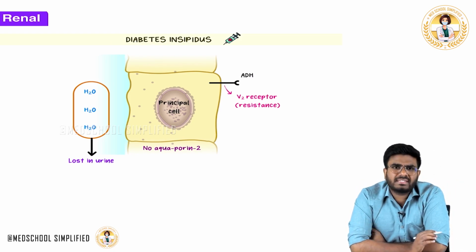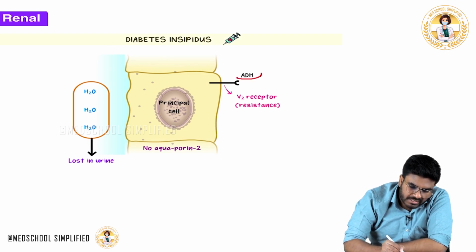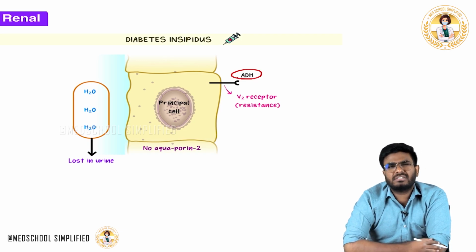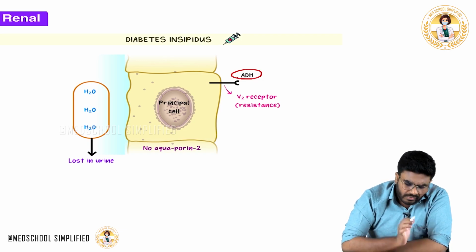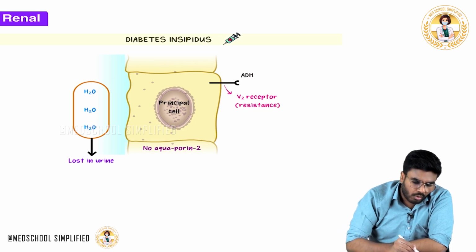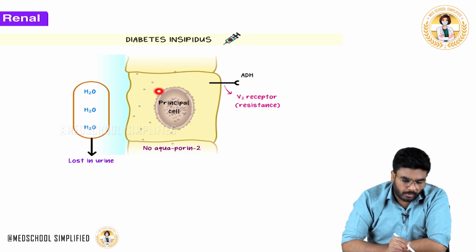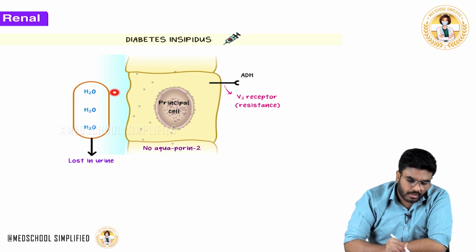Okay, now what exactly is happening in diabetes insipidus? Simple. In diabetes insipidus, the patient is not having antidiuretic hormone. Simply try to understand it like this. Whenever there is no antidiuretic hormone, what happens? No water reabsorption, no aquaporin 2 channels, no water reabsorption.